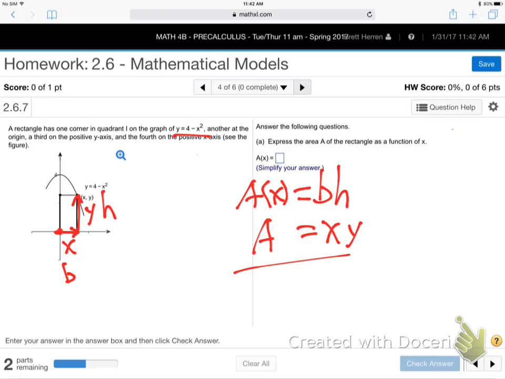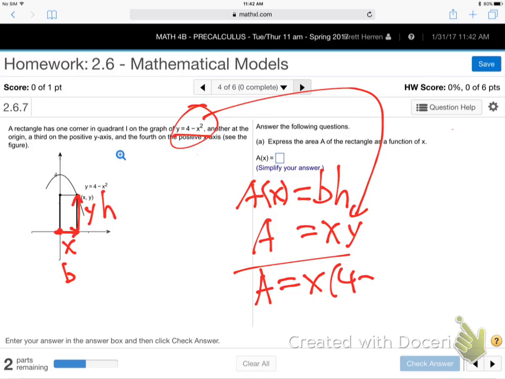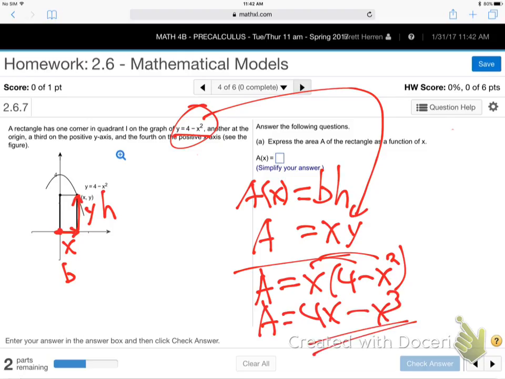I've got to make it all x. So how do we make it all x? Plug it in again. These are getting easy for you now, right? Is that good like that? And then they probably want you to distribute. So 4x minus x cubed. There we go. And we've got it.